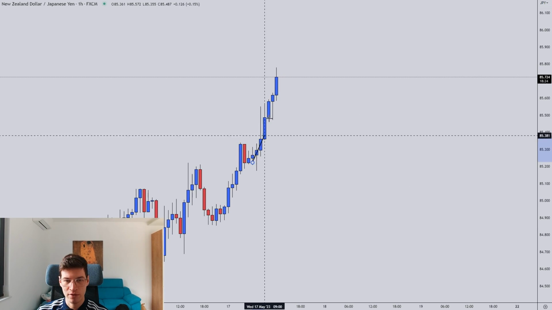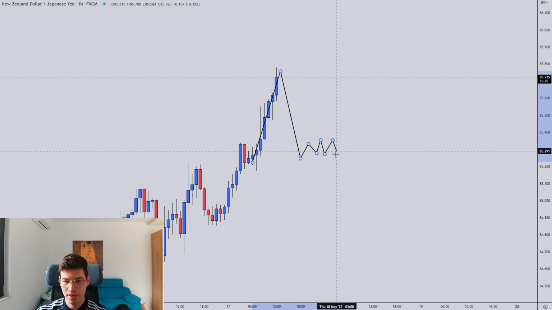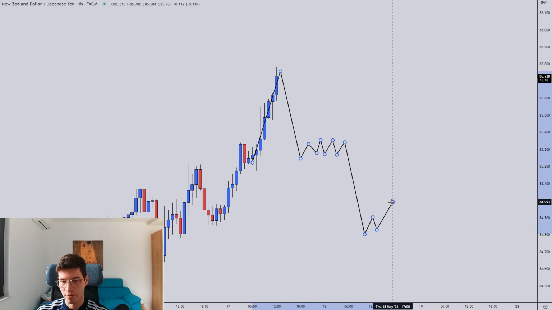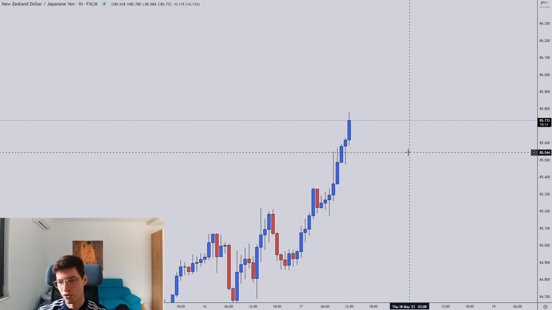Now it's not the rule that this has to continue. This can also drop to the downside. We can get a V range, push down, and then I would look to sell. But that is a whole other story.